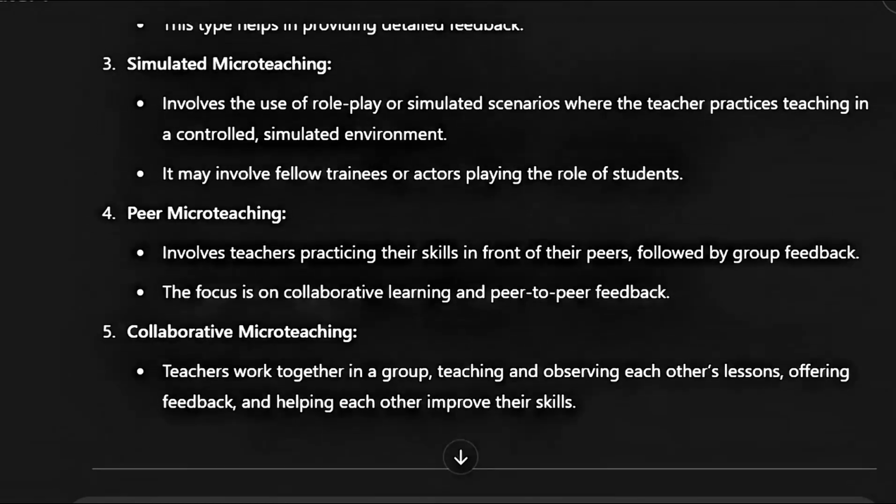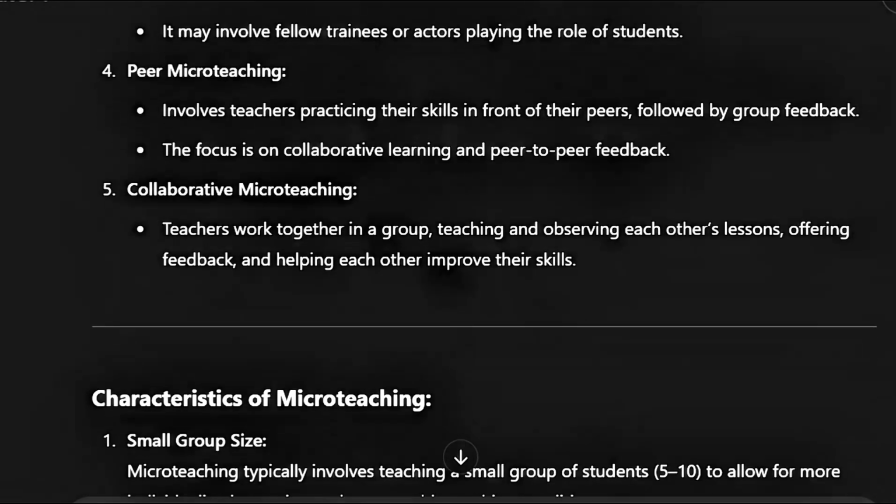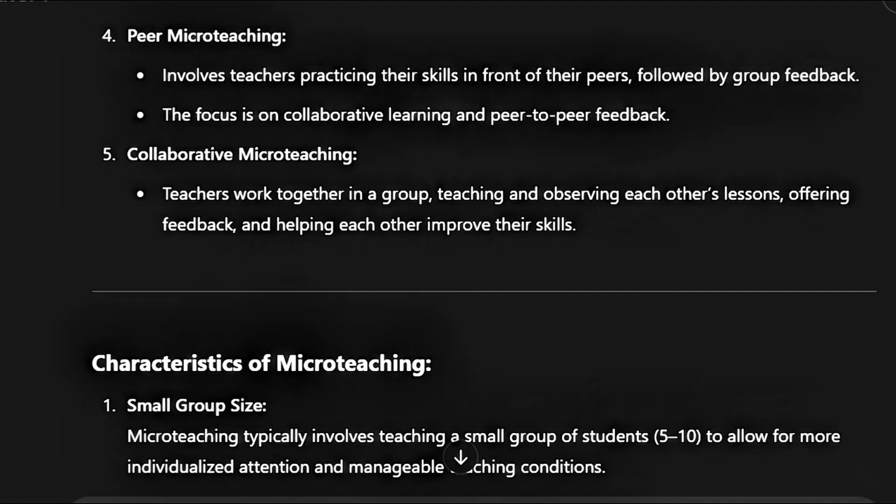3. Simulated microteaching involves the use of role play or simulated scenarios where the teacher practices teaching in a controlled, simulated environment. It may involve fellow trainees or actors playing the role of students. 4. Peer microteaching involves teachers practicing their skills in front of their peers, followed by group feedback. The focus is on collaborative learning and peer-to-peer feedback.